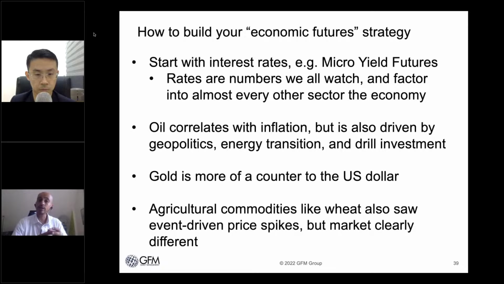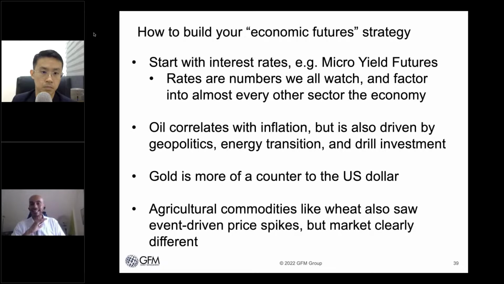Now, if you want to trade oil, as I mentioned, it has a cycle that feeds inflation and is driven by inflation, back and forth. But it is also driven by geopolitics, by the energy transition, and by how much ExxonMobil invested in drilling capacity 5 years ago. Those are things that are going to affect oil prices that may not affect interest rates in the same way.